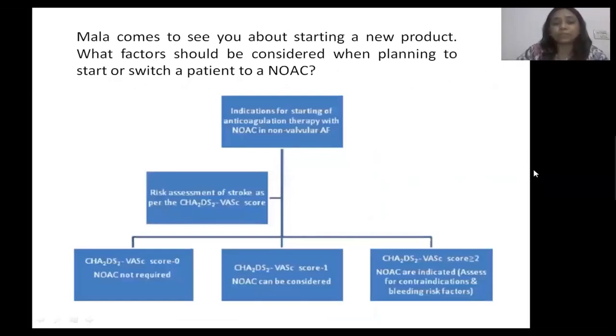the end. So, if the indication for starting anticoagulation therapy with NOAC in non-valvular atrial fibrillation is being sought, the risk of stroke as per the CHA2DS2-VASc score has to be calculated. If it is 0, the NOAC is not required. If it is 1, NOAC can be considered. And if it is 2 or more, it is indicated.